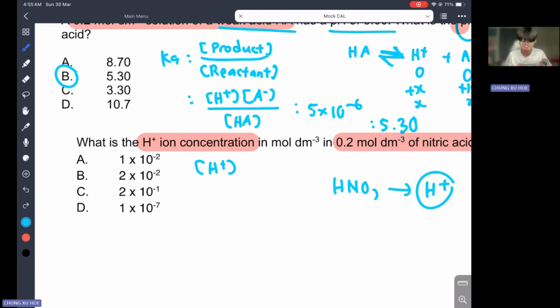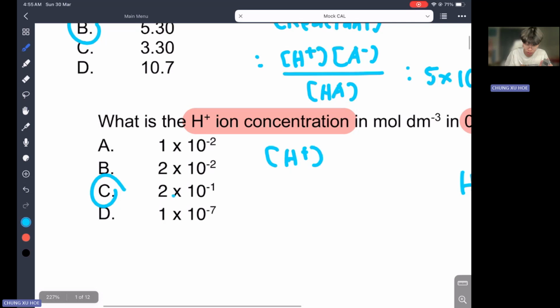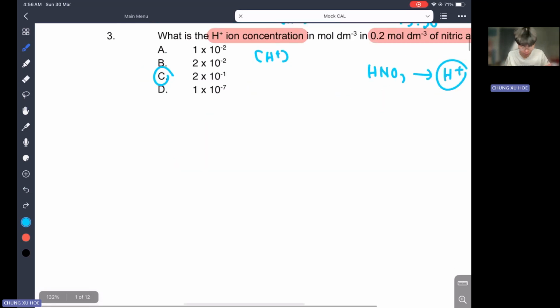So 0.2 means what? It means 2 times 10 to the power of negative 1, you move one step, only 0.2. That's the answer. Nothing much. Okay.